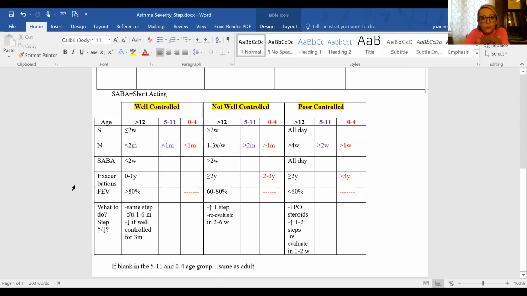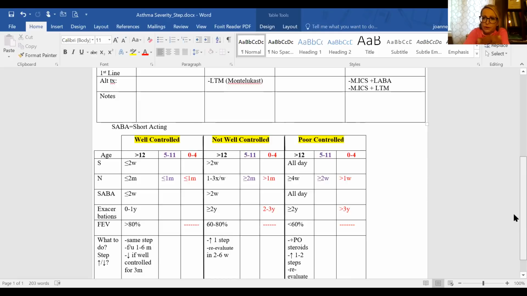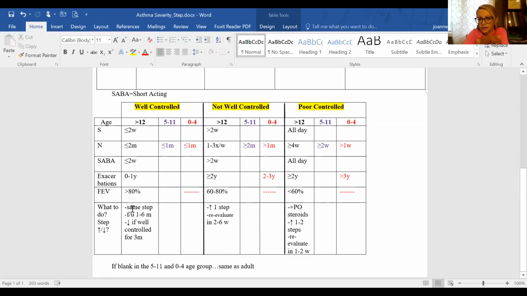So if they are already on a SABA and an ICS and they tell you this, do nothing. Tell them to come back in 1 to 6 months, they're good. If they continue coming back to you and they're well controlled, you might consider decreasing their medication, taking something away, or maybe going from medium to a low. If they're not well controlled, if they have these symptoms or results, you are going to step them up.